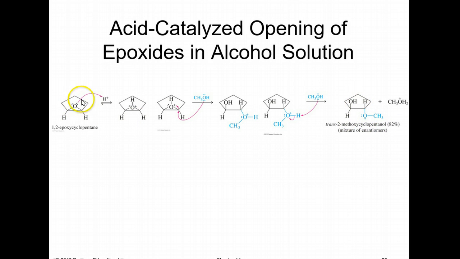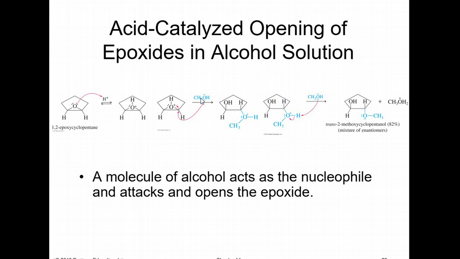Same mechanism. You protonate, get the strained ring. The oxygen from your alcohol comes in and attacks, pops it open, and then you have water come by and pluck off the hydrogen, to pretty much reform your acid. So this is exactly the same thing as the last mechanism, but rather than having H here, you have an R group there.